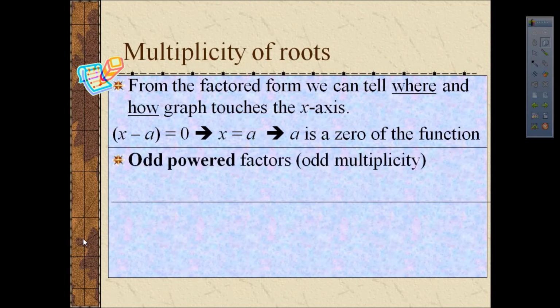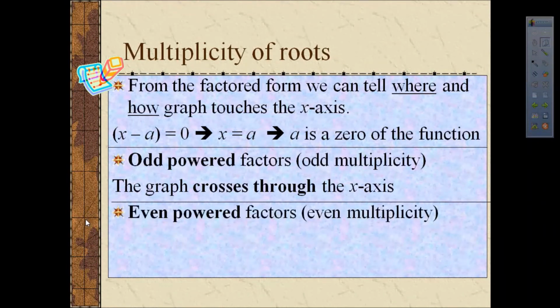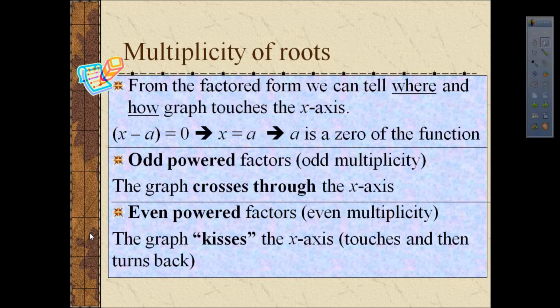For odd powered factors, or zeros that happen with odd multiplicity, the graph will cross right through the x-axis. It'll go from negatives to the positives or from the positives to the negatives. But for even powered factors, those zeros that have even multiplicity, 2, 4, 6, or so on, what we say is that the graph kisses the x-axis. It touches the x-axis and then turns back. It does not make it all the way through from the negative to the positive. If it's negative, it just touches the x-axis and turns around and stays negative. If it's positive, the graph touches the x-axis and turns around and continues to be positive.